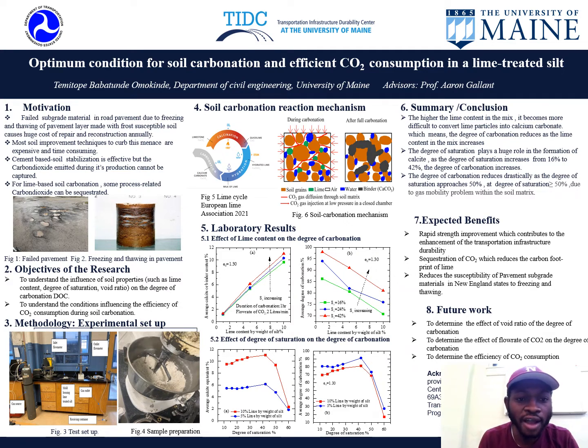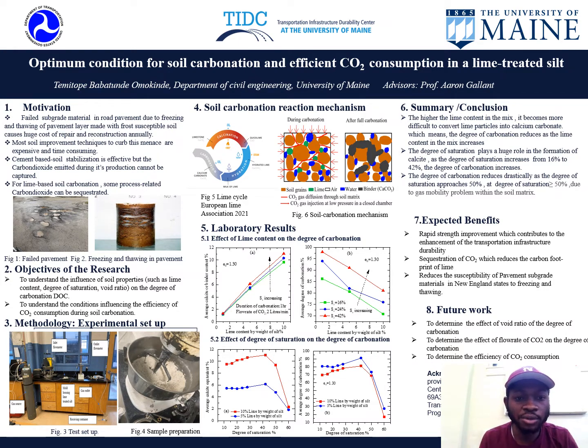So as you can see in Figure 5, the life cycle of lime was actually to show that CO2 was recaptured during the formation of calcium carbonate. So the first stage is the calcination process, that is, lime is produced during the calcination of limestone to form calcium oxide, and after that calcium oxide is produced, hydrated lime, which is the one I used in the lab, was produced.